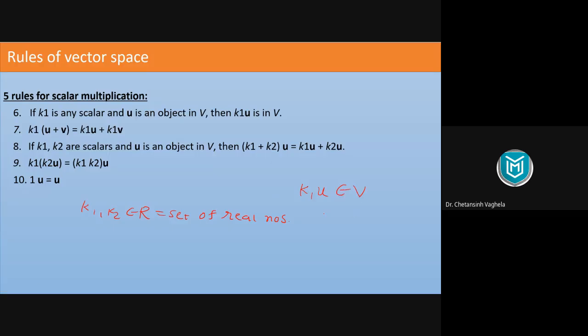For example, let's say my U is a vector 2, 3. And if I'm taking k1 equal to minus 5. So if I take minus 5 times U, then what will happen? It is minus 5 into 2, minus 5 into 3. So that is minus 10 and minus 15. Right? So this is my resultant vector, minus 10 and minus 15. Now that resultant vector, again, it should be part of my set of vectors V, whatever set of vectors V I have taken. If k times U is not part of that set V, then closure property is not satisfied.